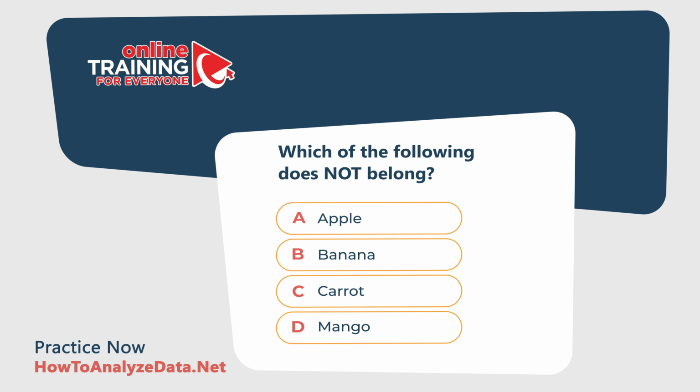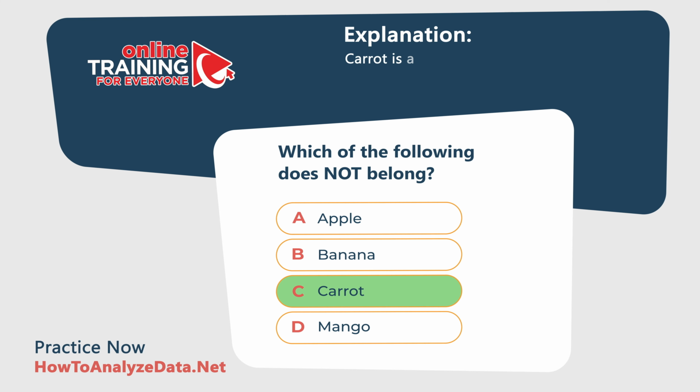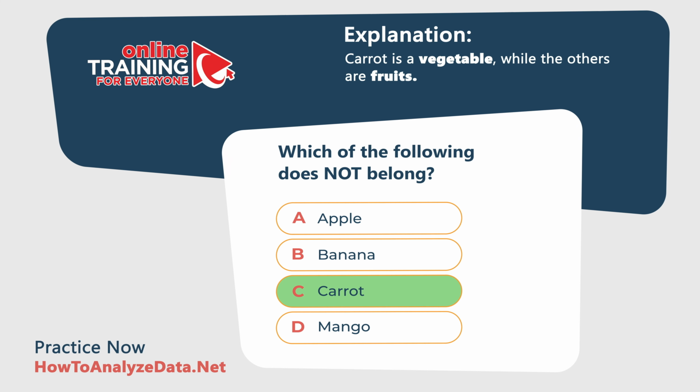The correct answer is choice C, Carrot, and here's why. Carrot is a vegetable, while the others are fruits.